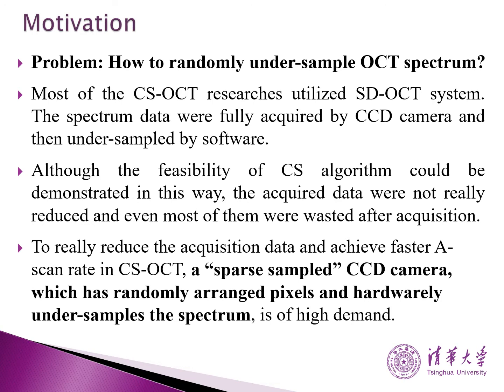To really reduce the data at the very beginning, a sparse sampled CCD camera is needed. This kind of CCD camera should have randomly arranged pixels and undersample the spectrum in hardware. But unfortunately, this kind of CCD camera is not commercially available due to the special requirement.